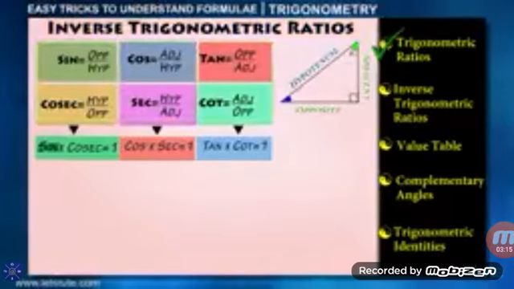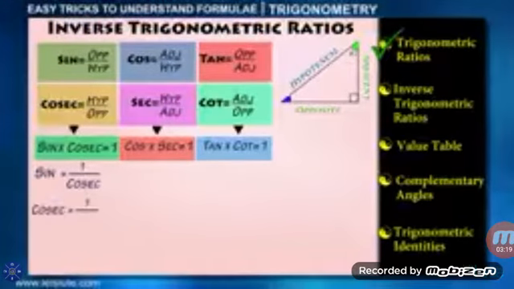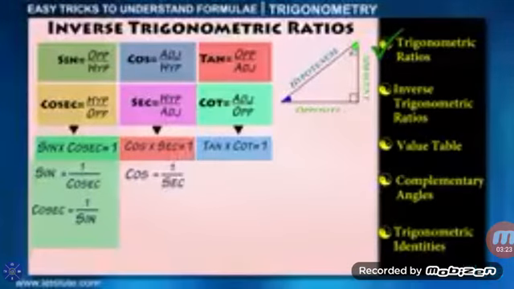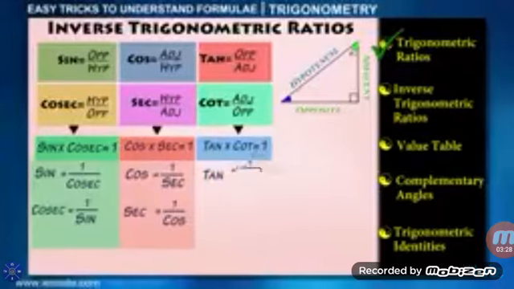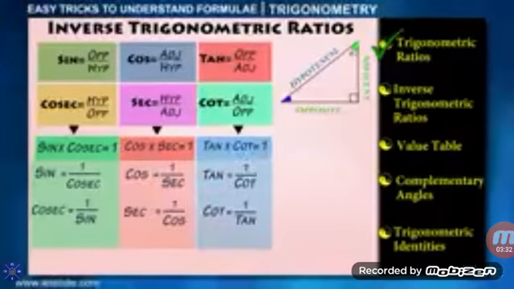So further we write sine as 1 upon cosec, or cosec is equal to 1 upon sine. Same way, cos is equal to 1 upon sec, and sec is equal to 1 upon cos. And tan is equal to 1 upon cot, cot is equal to 1 upon tan.